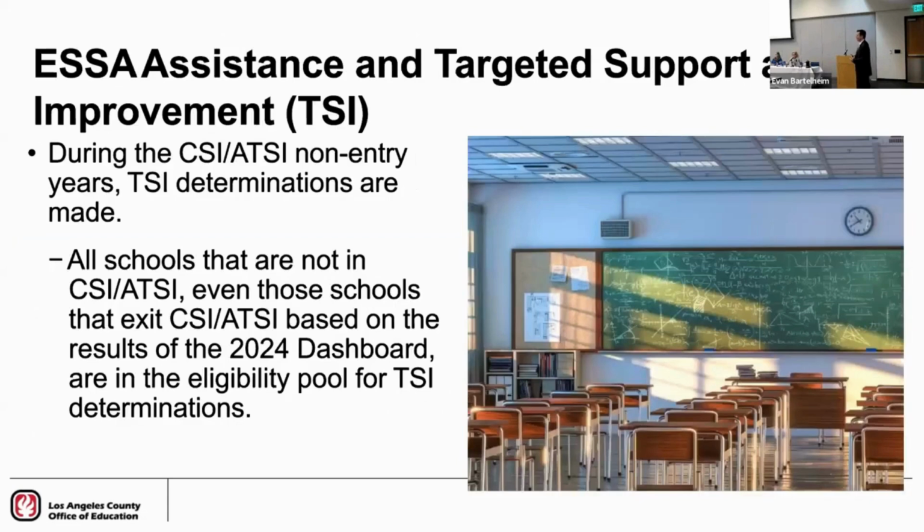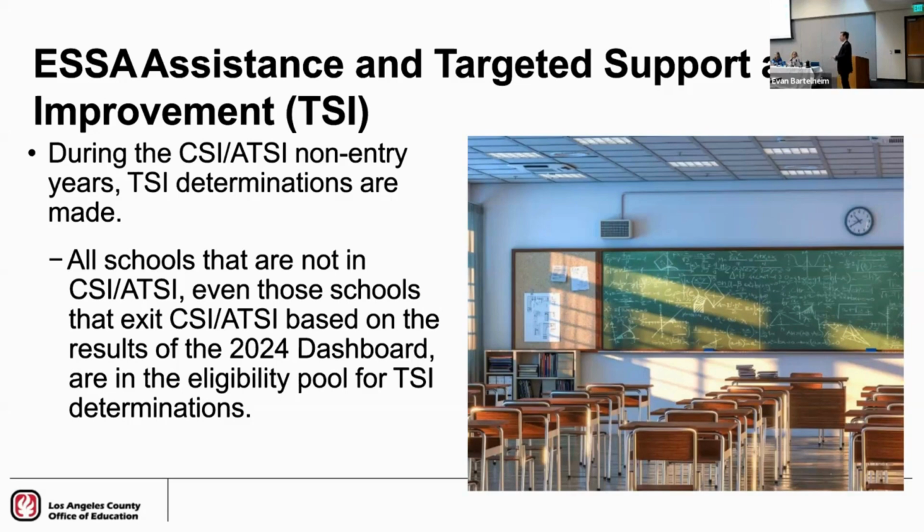So this is a fun year. If you guys follow along in the ESSA assistance world, and I know some of you do, this year we don't have CSI or ATSI determinations. We made those last year, and it's a 3-year cycle. So this year is the non-CSI ATSI. The only thing, if you were identified for CSI or ATSI last year, you could exit by meeting the exit criteria. But there won't be any CSI or ATSI determined.